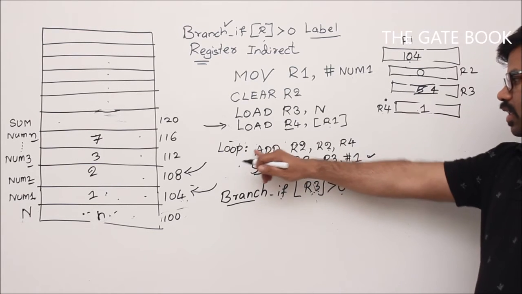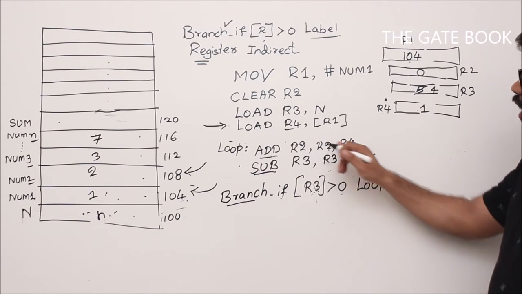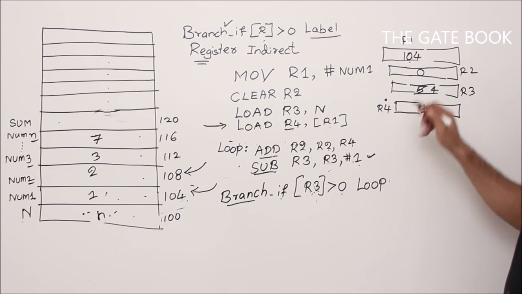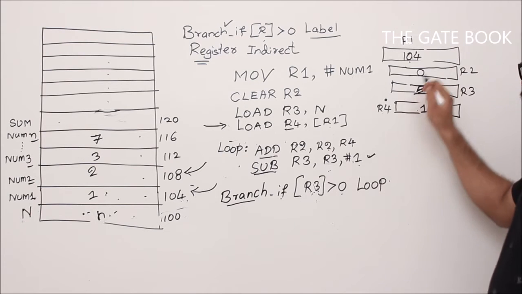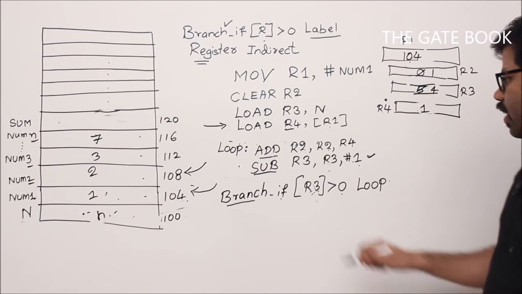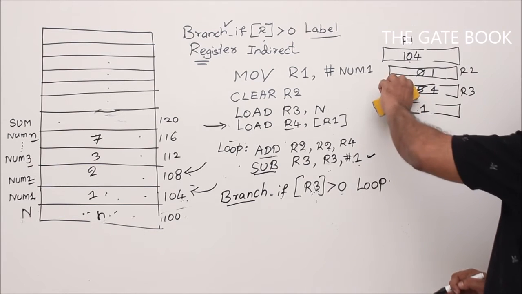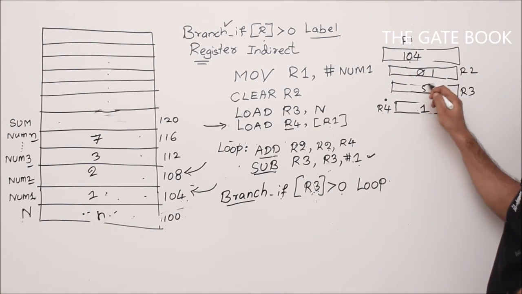Then this instruction, add R2, R2, R4. R2 plus R4. R2 is what? 0. 0 plus 1, 1. 1 will be added to R2. Perfect. Immediately subtract R3 equal to R3 minus 1. So R3 gets R3 minus 1, which is nothing but 5 to 4.